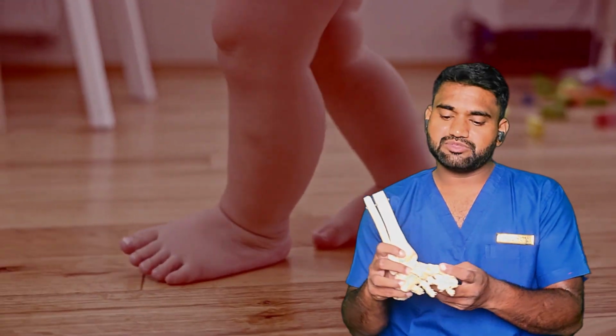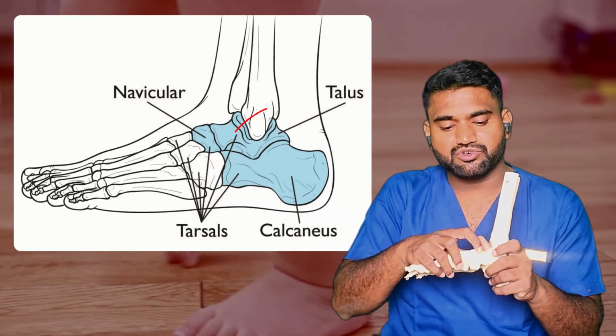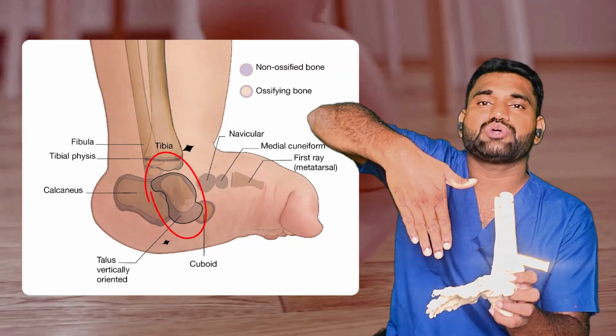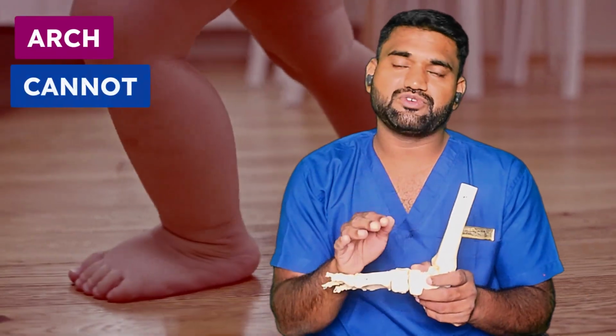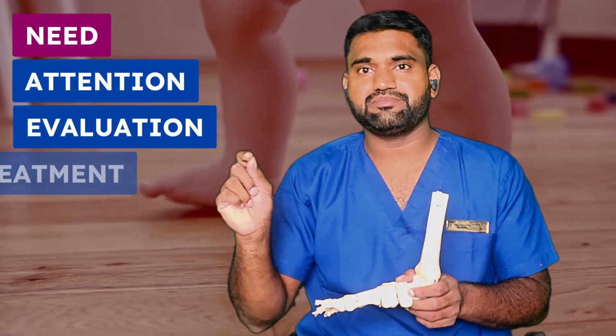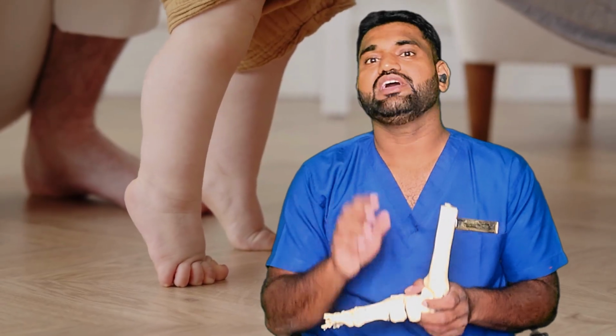And also there is something called a vertical talus, where one of the important bones of the foot, the talus, is not in a proper position and completely looks down like that. That is called a vertical talus. In that, there is a rigid flat foot and with any maneuver, the arch cannot be reformed. So a rigid flat foot needs a lot of attention, a lot of evaluation and a lot of treatment in future. So don't neglect all the flat feet. Definitely babies will have some kind of issues with flat feet and require some kind of treatment.